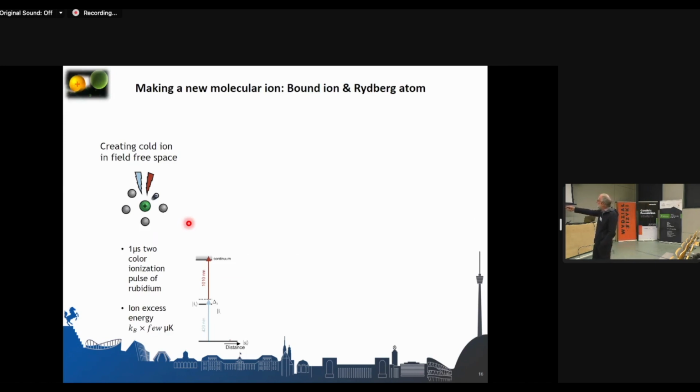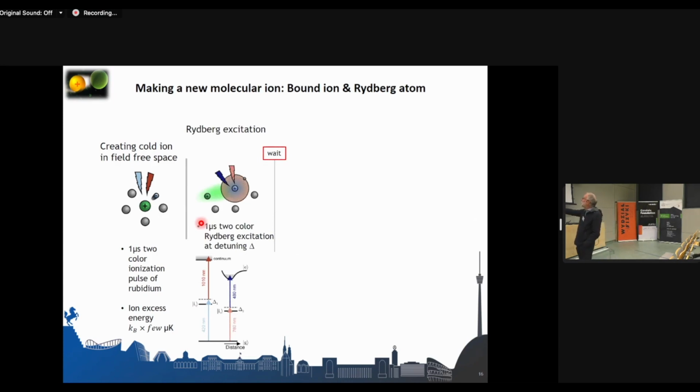So let's look at the experimental sequence. We first create an ion. The way we do this is just photoionization of rubidium, just the two-photon excitation, just barely above the continuum. Then we have a very cold ion, and it's almost not moving. And then in the second pulse, we excite, again with two-photon excitation, a Rydberg atom, but we are choosing the tuning such that we are hitting one of these vibrational levels.